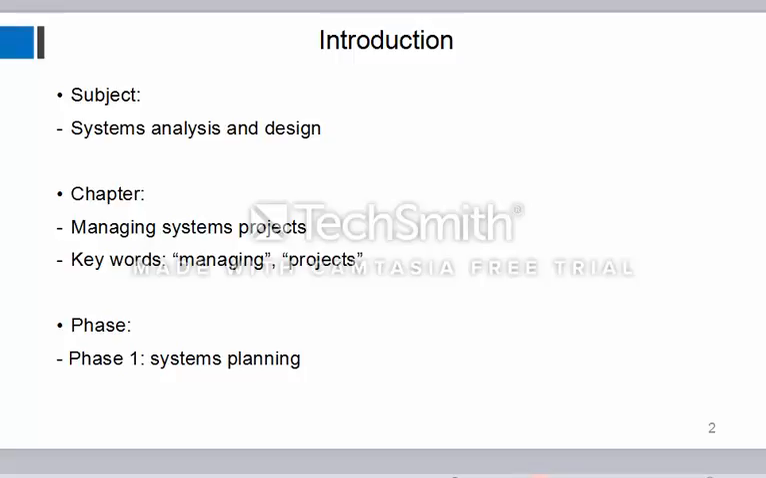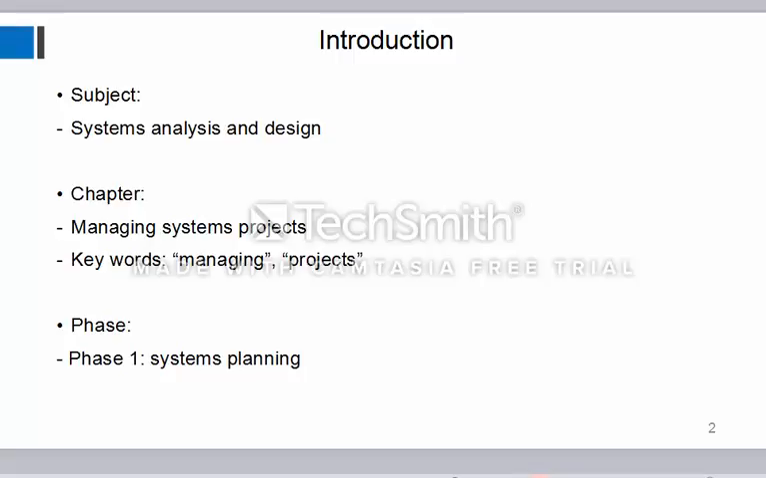My chapter's name is Managing Systems Projects. The keywords in this chapter are managing and projects. I think this chapter is talking about how to make a successful system project, learning how to manage system projects effectively and efficiently through all kinds of functions and tools.